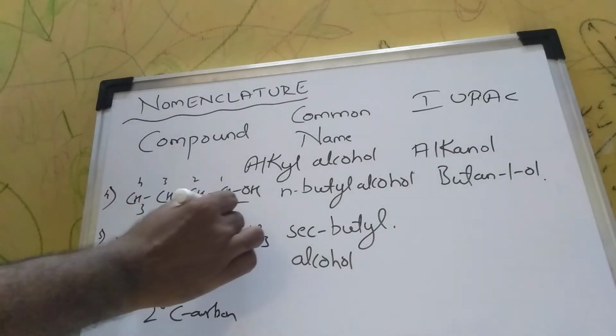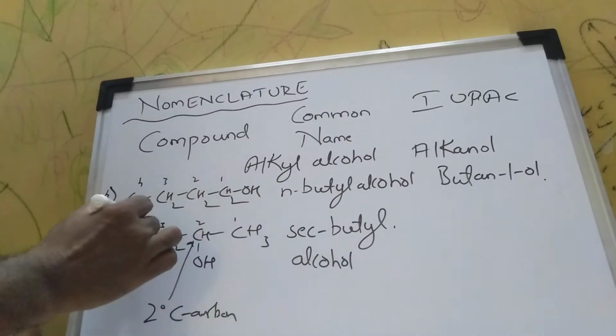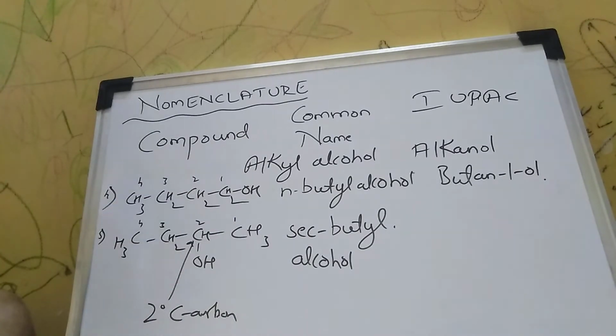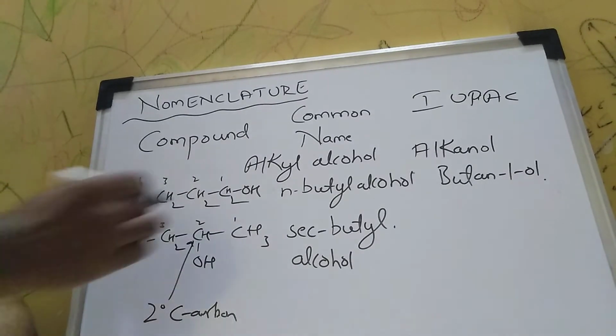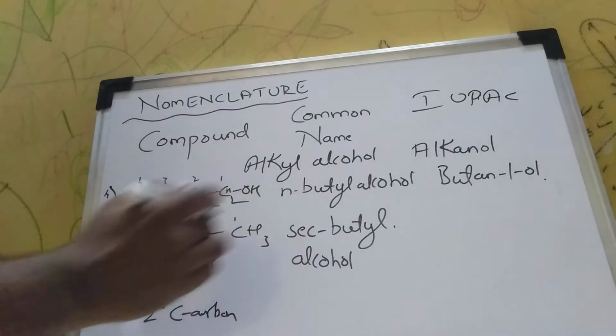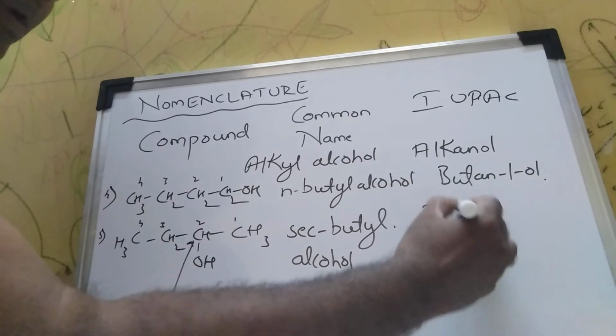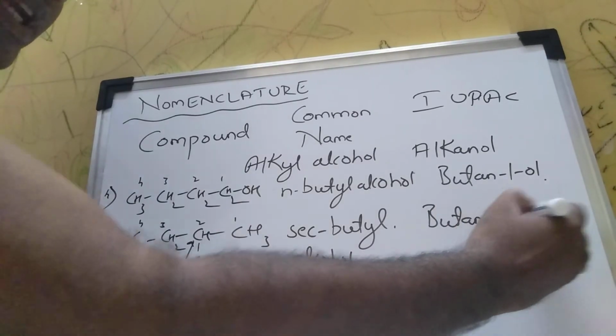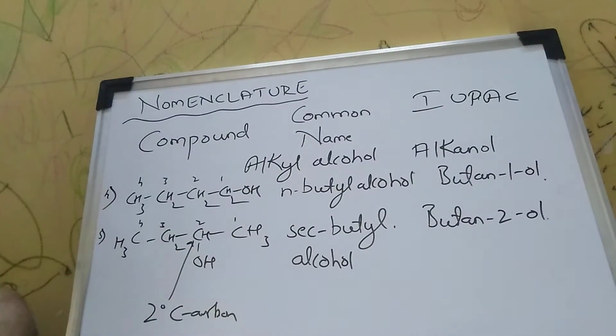IUPAC name 1, 2, 3, 4. OH must get the lowest number, second over here. If you count from left, it will be third. So 4 carbon atoms, butan. OH is on the second, butan-2-ol.